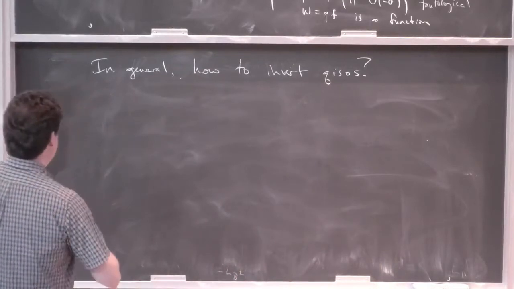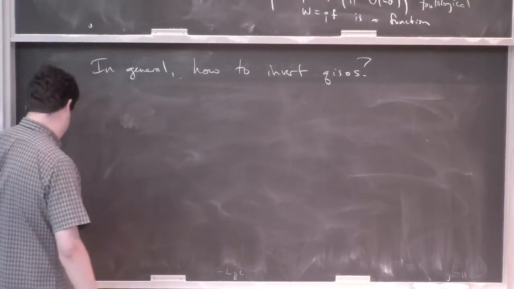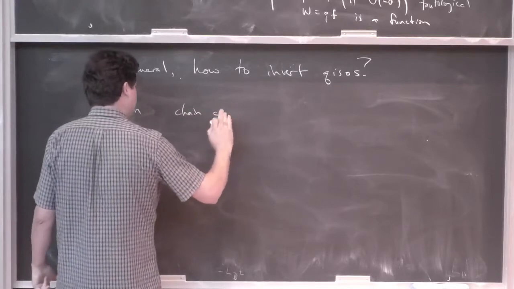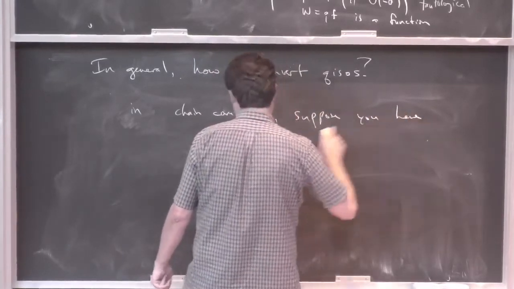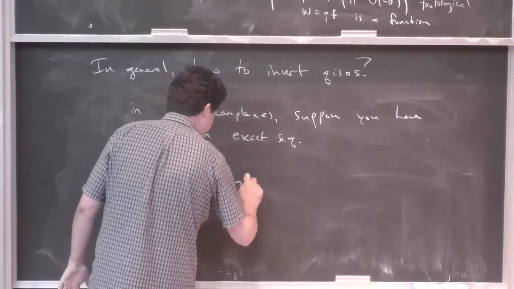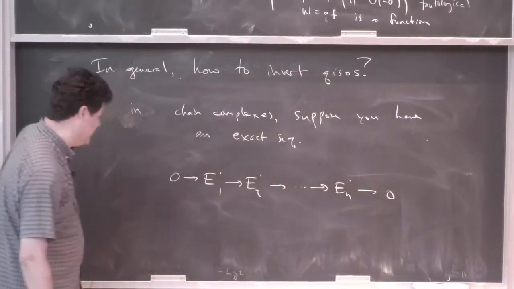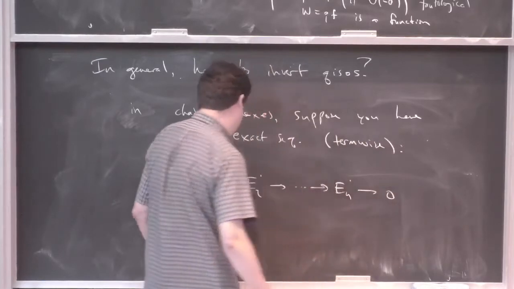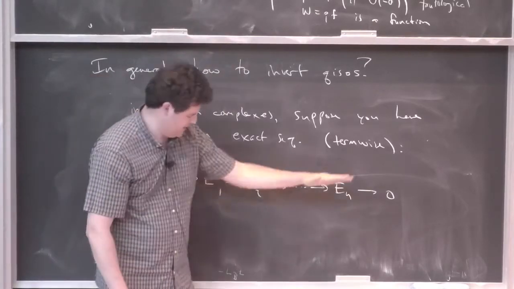Okay, so how do we invert quasi-isomorphisms? Let's see. In the homotopy category of chain complexes, suppose you have an exact sequence: 0 to the first chain complex, to the second chain complex, to the last chain complex, to 0. An exact sequence term-wise. So this is a sequence of chain maps, where vertically we've got chain complexes, and horizontally we're saying it's exact.